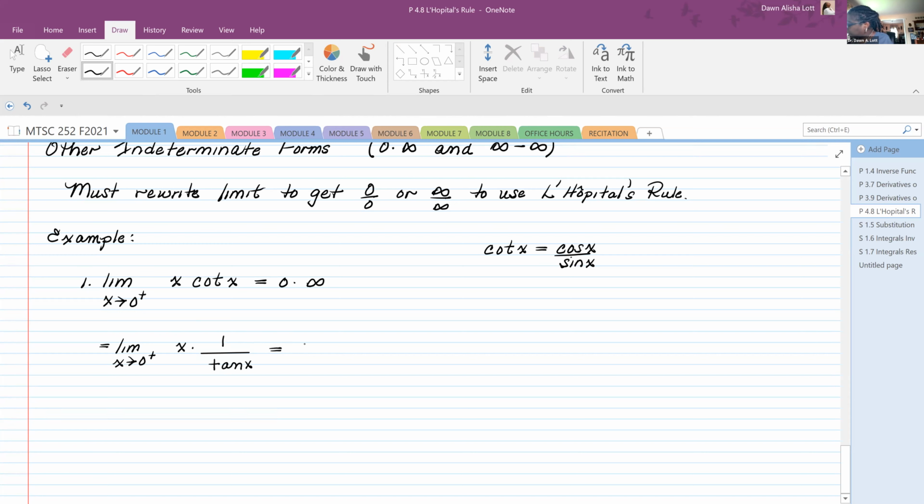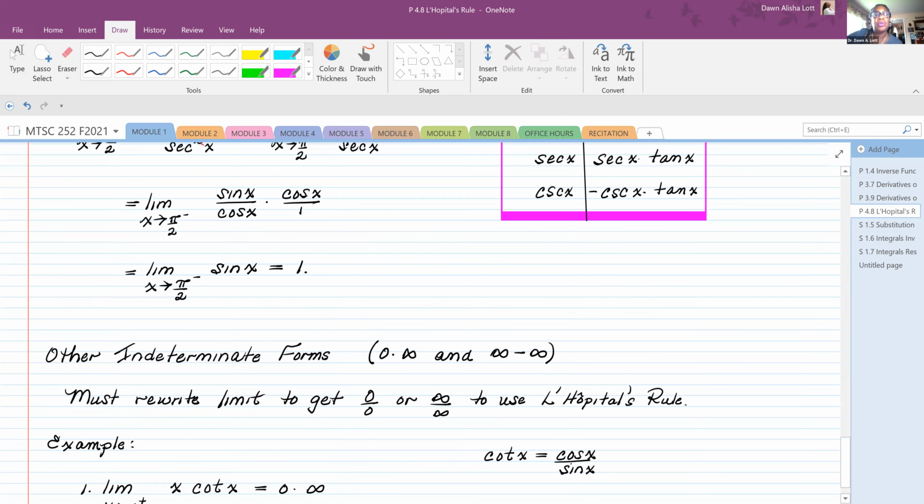So now this is the limit as x approaches 0 from the right of x over the tangent of x. All I did was rewrite my expression. I wrote cotangent as 1 over tangent. And by writing cotangent as 1 over tangent, now when I take the limit as x goes to 0, the tangent of 0 is 0. So yay, I have L'Hopital's rule. I can use L'Hopital's rule.